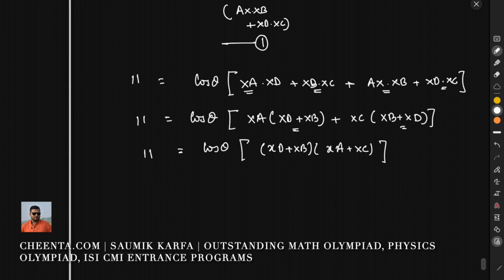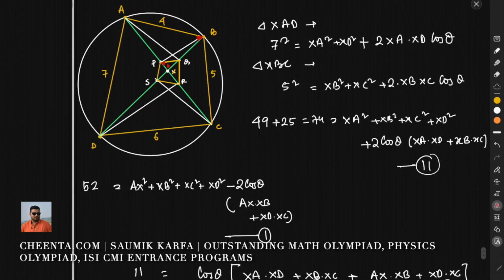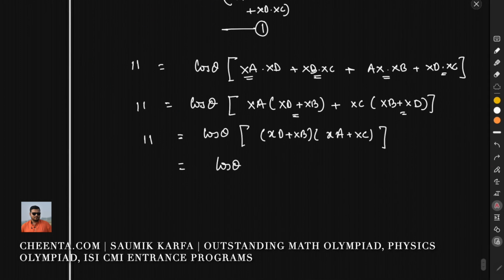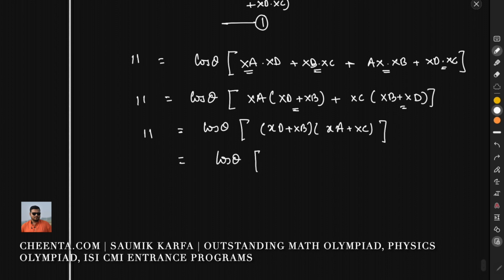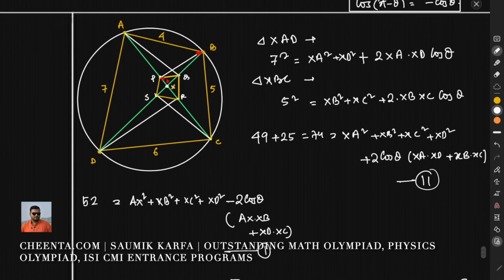So this is nothing but cosine of theta times, you see, XD plus XB, what is that? XD and XB add up to the whole diagonal BD, and XA and XC add up to the whole diagonal AC. Fantastic. So this is nothing but BD times AC. Now we have to find the product of the diagonals of this particular cyclic quadrilateral ABCD. If we can do that, we are done.